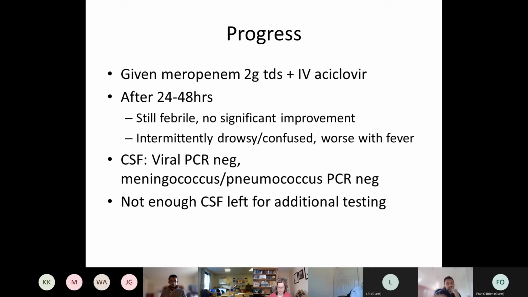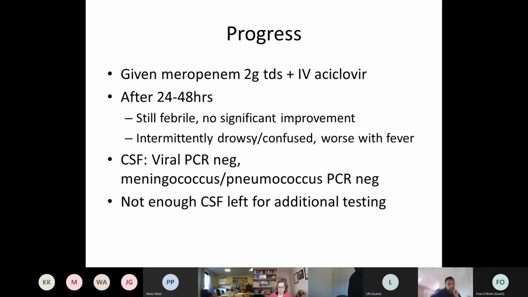So after about 24 hours or so, she's still febrile, and there's not really much improvement. Intermittently drowsy and confused, and every time she's got a fever, the drowsiness gets worse. The CSF comes back, it's not that helpful. Viral PCR is all negative, and remember with HSV, it's very sensitive and specific. So as long as it's not done too early, as in within hours, a negative HSV viral PCR is very, very sensitive and you can pretty much exclude HSV.